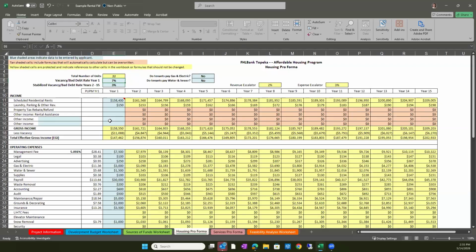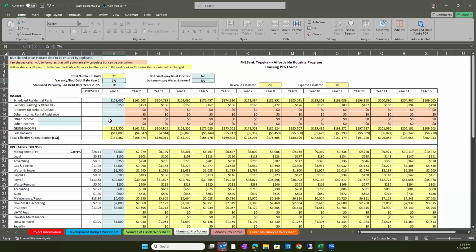The cells in this chart are color-coded. So any blue cells that you see are the cells you are going to want to focus on. The blue cells are fully editable and should be completed as applicable for your project. So make sure to focus in on those blue cells and fill in anything that is applicable to you.